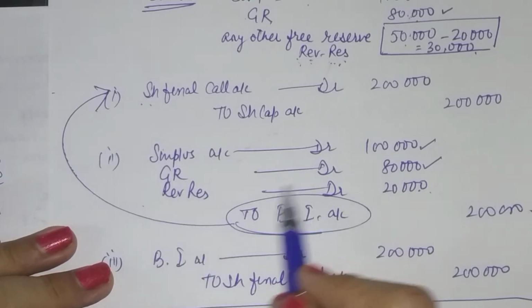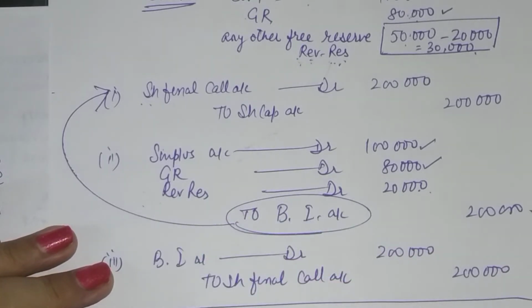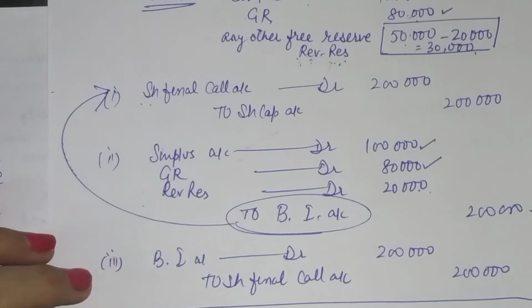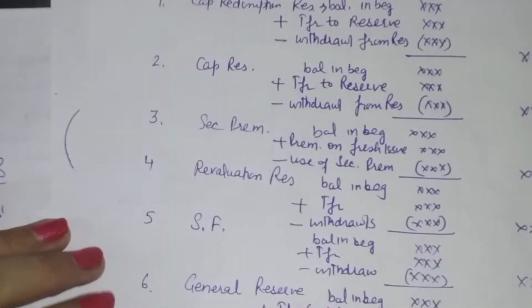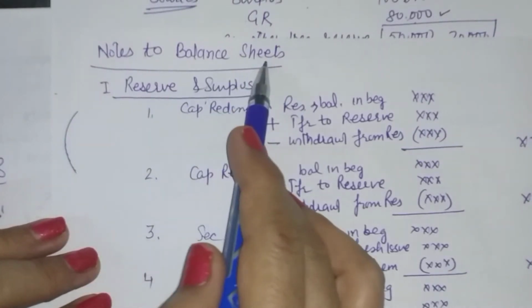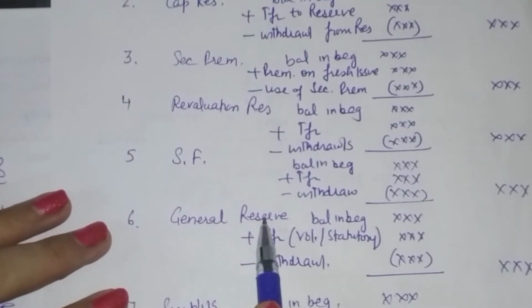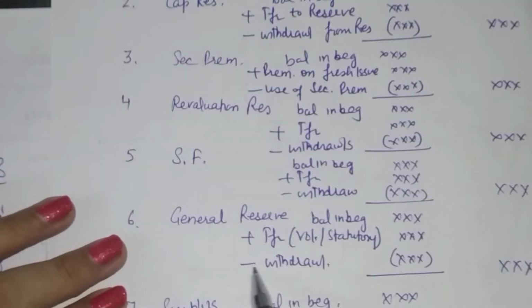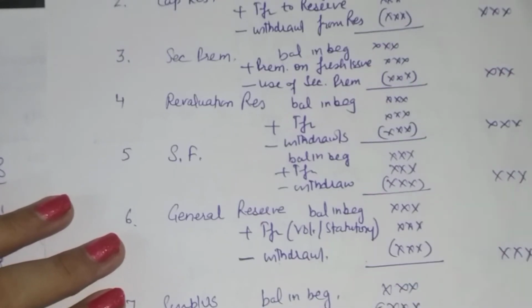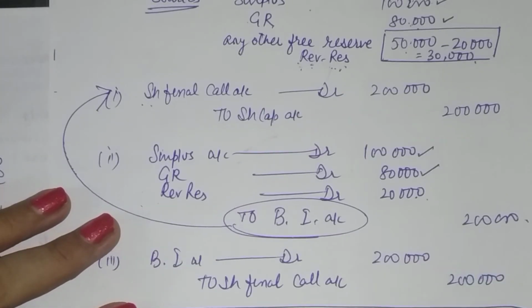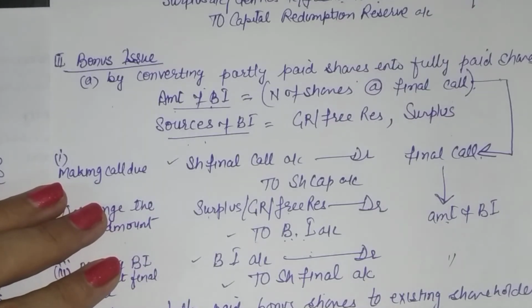Second effect will be that the reserves that you have utilized will be reducing in their value. So these reserves will reduce. When we are making notes to the balance sheet, in the general reserve or any other reserve that we are utilizing, we will reduce the amount withdrawn for giving bonus issue, right? So this is how the accounting for bonus issue in this form is done.